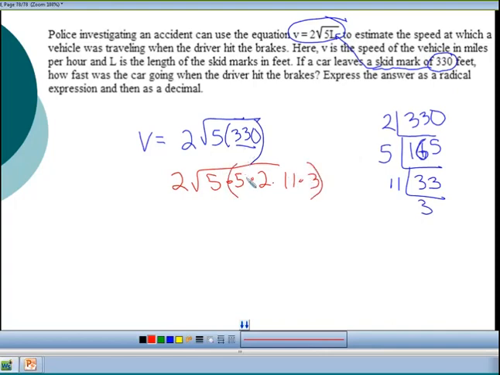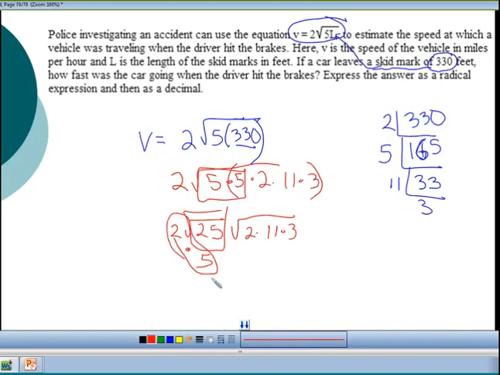And again, the reason why I wrote it that way is so that I can rearrange the 5 to be 2 square root of 25 square root of 2 times 11 times 3. That way I can take this and turn it into a 5. So this actually is a 5. And then 5 times this 2 is going to give me 10. So it's 10 square root of, and then you just want to go ahead and multiply your 22 times 3 to get 66 here. So my V is equal to 10 square root of 66.